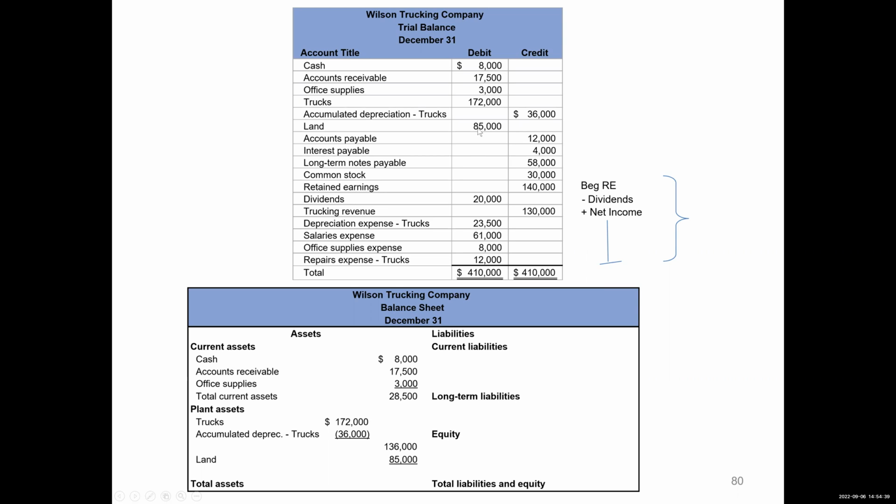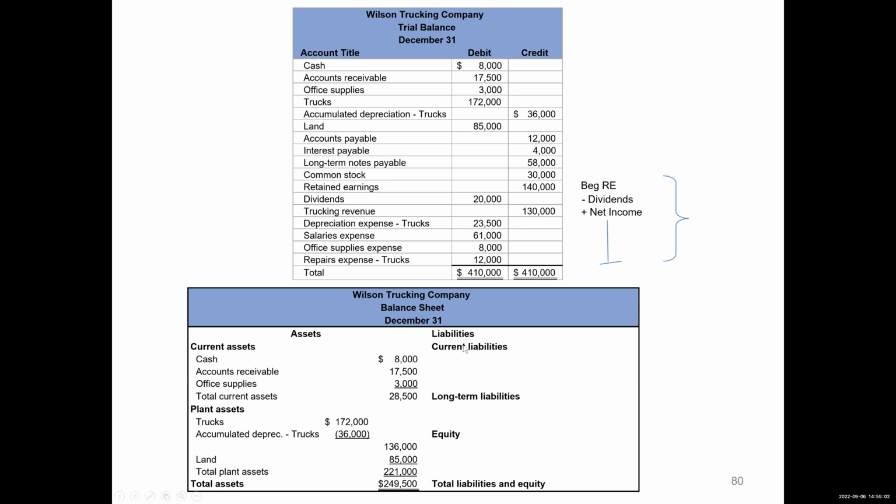With that in mind, I think we can go ahead and add up our total plant assets, right? And then our total assets would be the total current assets plus the total plant assets, which would give us the total assets of 249,500.